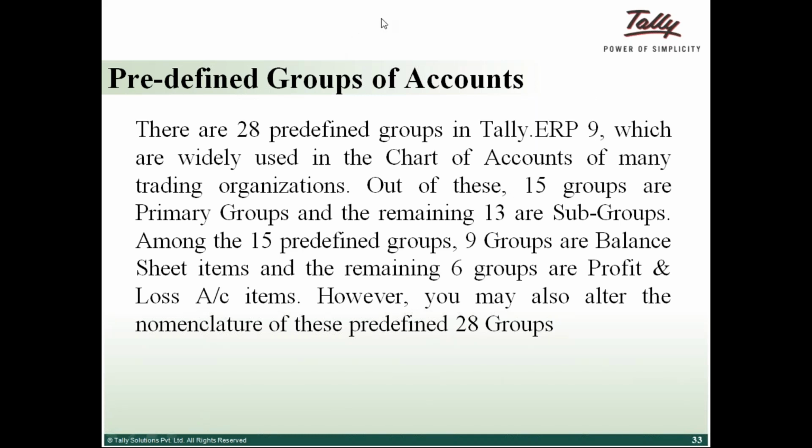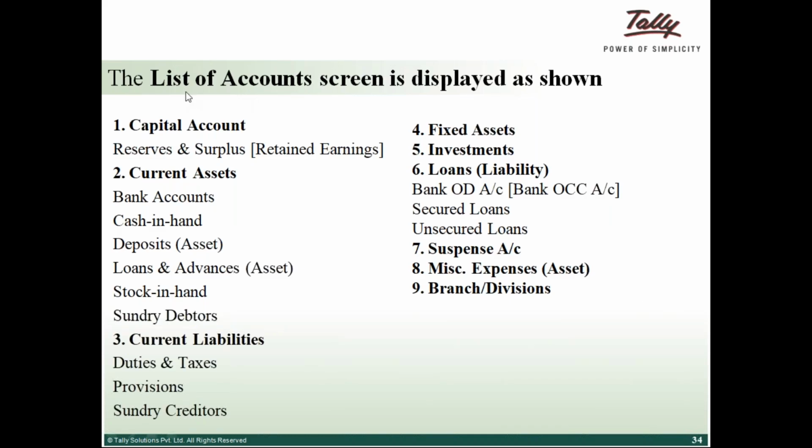Okay. Out of these 28 groups, 13 are subgroups. Out of these, we have to bifurcate 9 groups that are related to your balance sheet items. That means when you pass entries to these 9 groups, they give the balance sheet information, and the remaining 6 groups give profit and loss account information. Okay, how it will be impacted, you can see later on. However, you can also alter the nomenclature of the predefined groups. That means you can change your group settings also. Okay, let's see what the groups are.